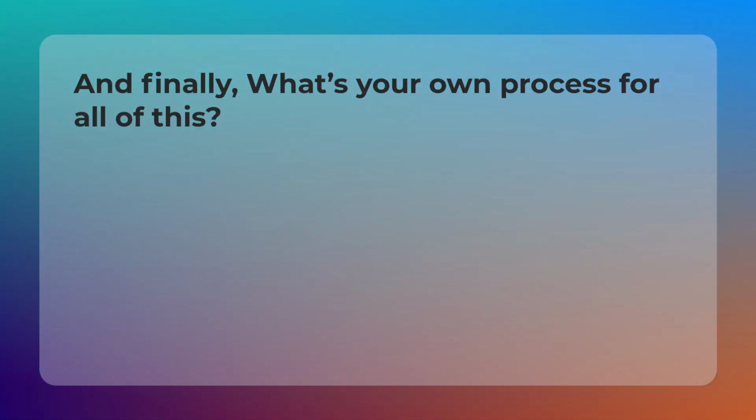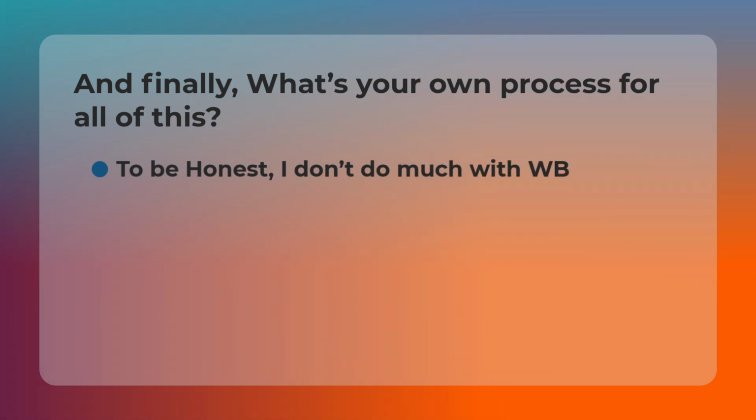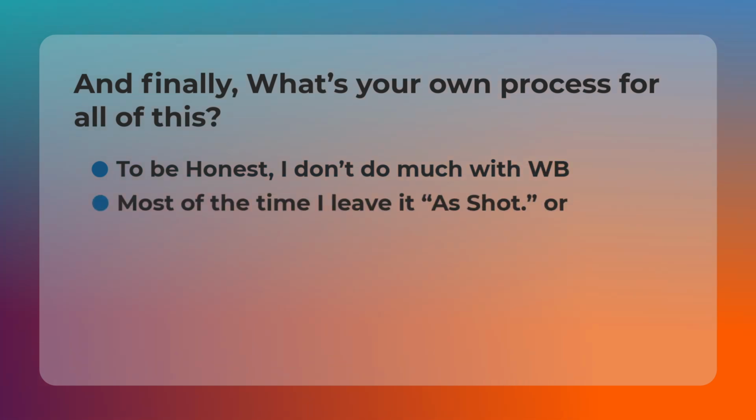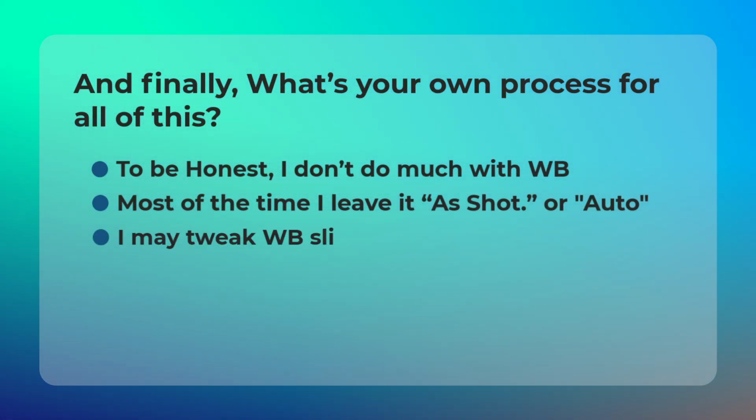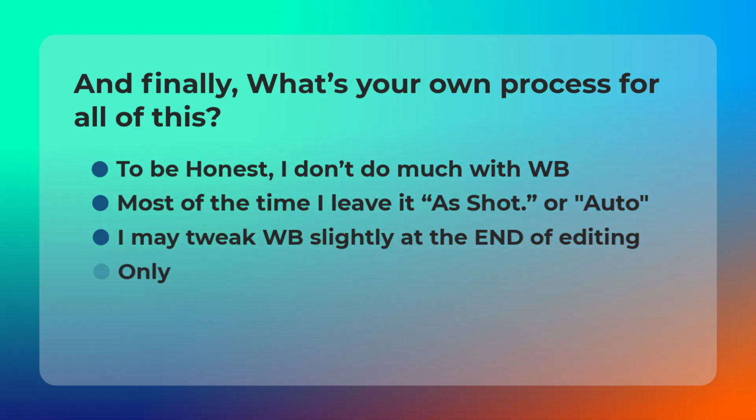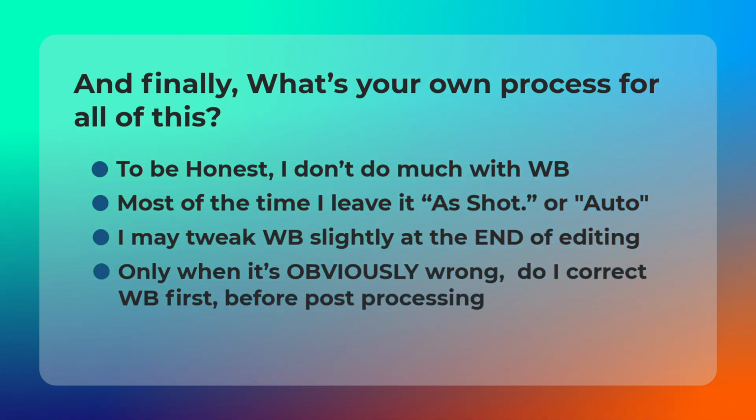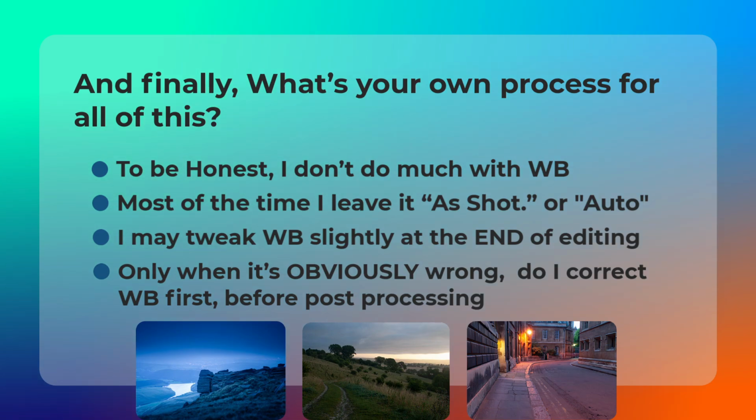And finally, what's your own process for all of this? Well, to be honest, I don't do much with white balance. Most of the time I leave it as shot, or usually just out of curiosity, I might try auto. And then I can tweak it slightly at the end of editing a photo just to get everything perfect. Only when it's obviously wrong, like in these examples, do I correct it first before post-processing.